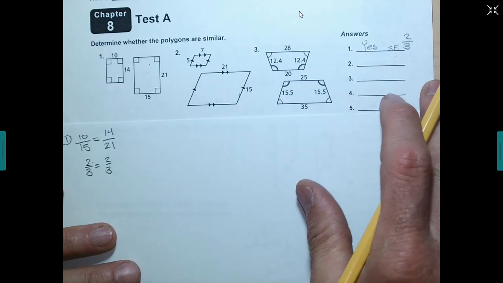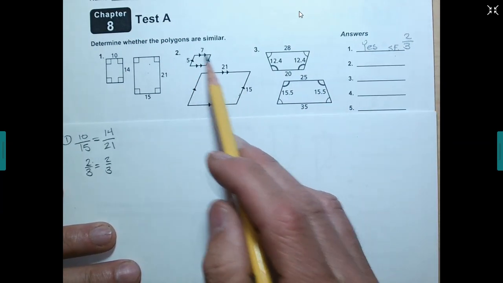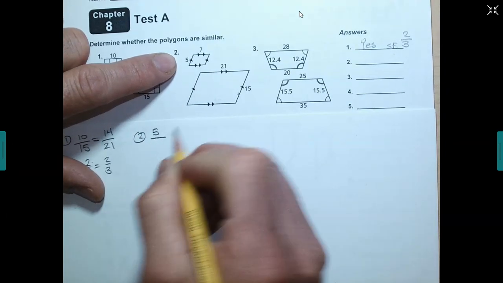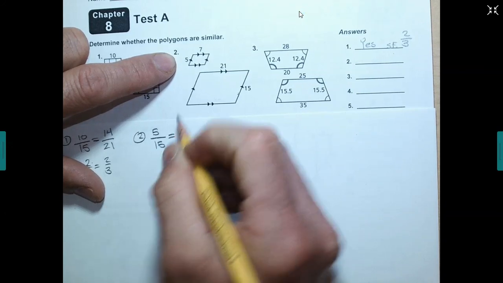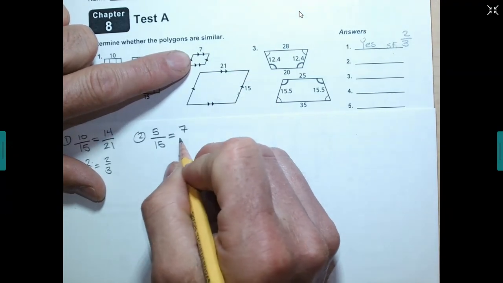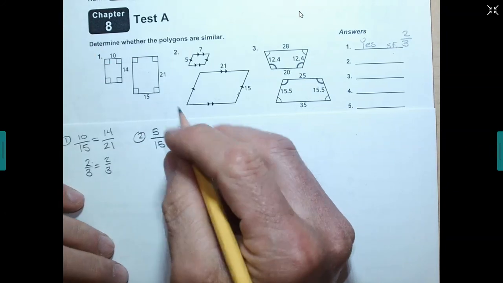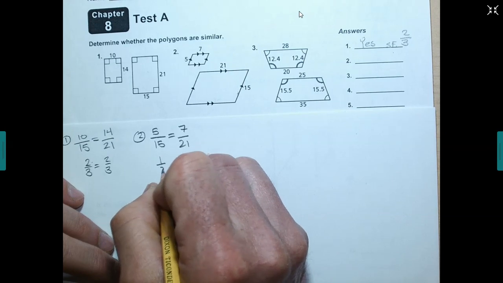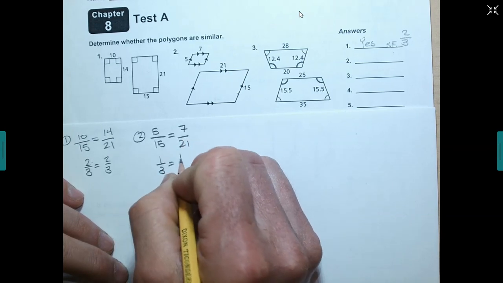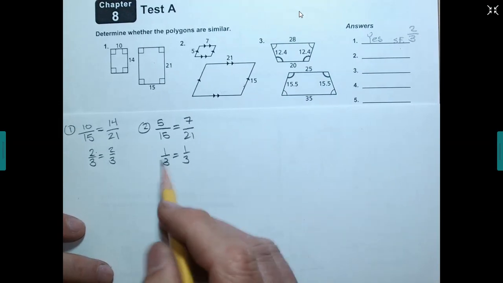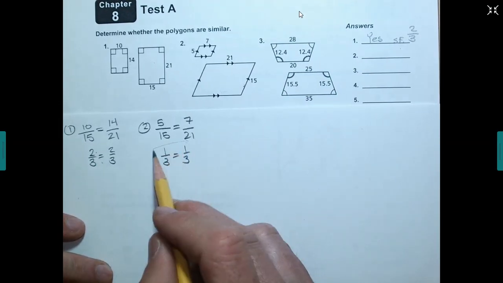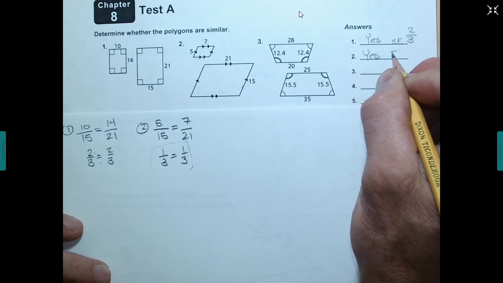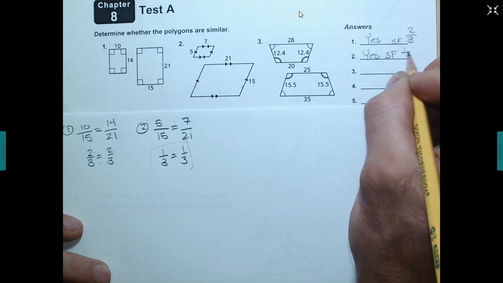So we have a parallelogram. Small side, big side, big side. We take our small side and our small side, and we see if it's going to be the same proportion as our large side to large side. Now, if I put these into the calculator, divide both of these by 5, I get 1/3. Divide both of these by 7, I get 1/3. So yes, they are similar, and they have a scale factor of 1/3.